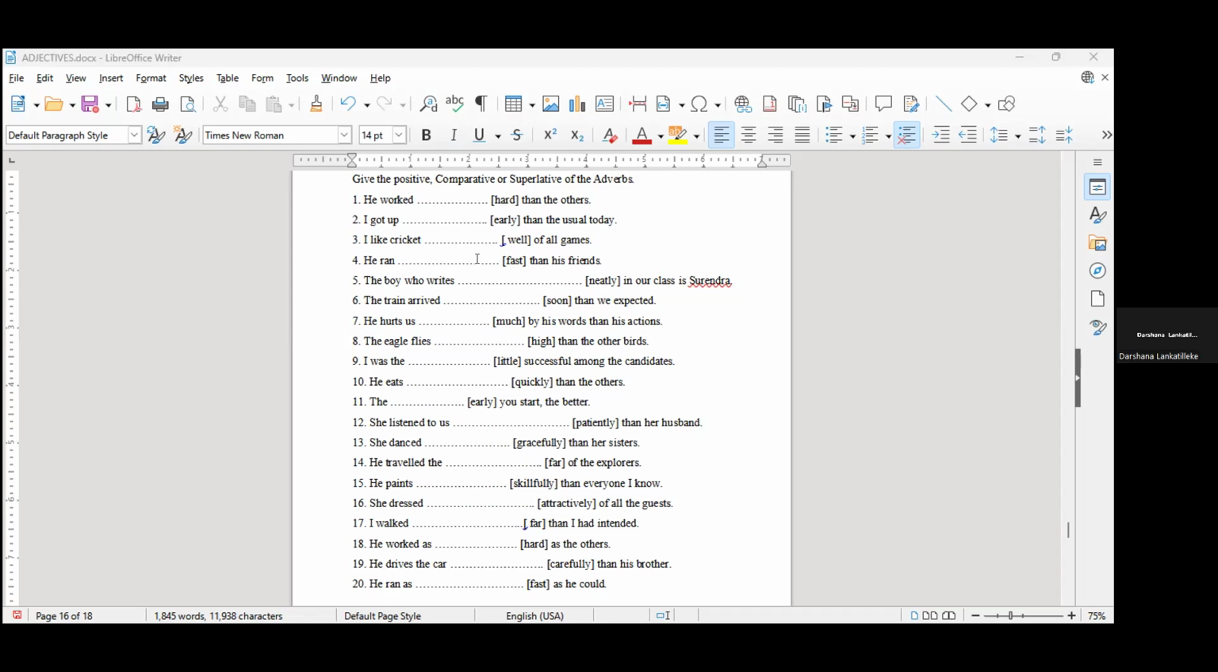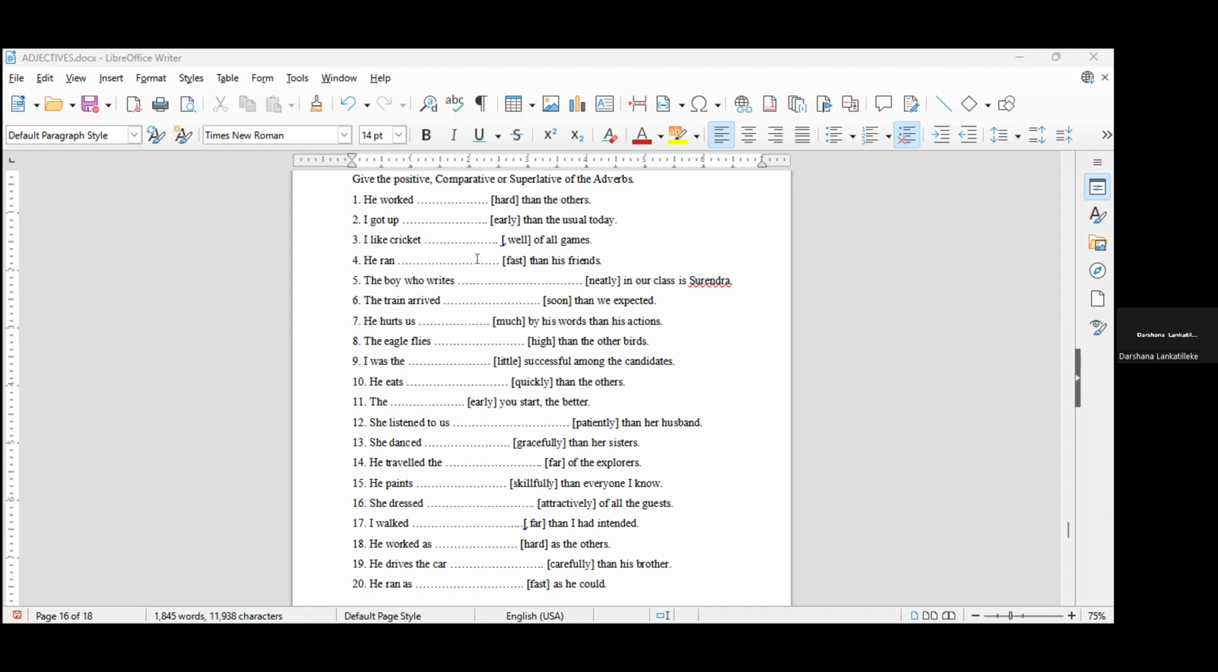Number 9: I was the successful. So what is the word? Little, less, least. Here you have to use the superlative form. I was the least successful among the candidates. Then: he eats than the others. More quickly. It's a long adverb, therefore we have to use the word more. He eats more quickly than the others.